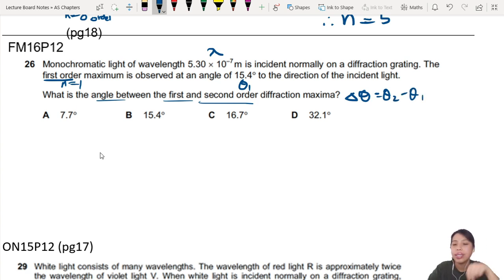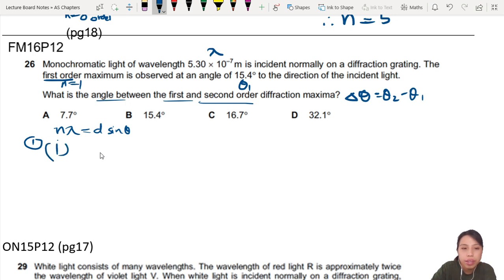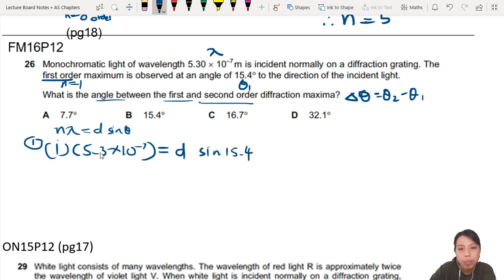So you need to find both. There are many ways to do this; I'm just going to show the more straightforward way. Number 1, you want to use n lambda equals d sine theta. First order, what's the wavelength? 5.3 times 10 to the negative 7 equals d, the diffraction grating spacing, which they didn't give us, times sine 15.4. Then you can find the diffraction grating value, which will help in your second case. You should get about 2 times 10 to the negative 6 m. Then you do your second case.